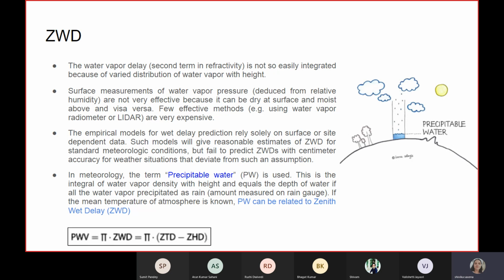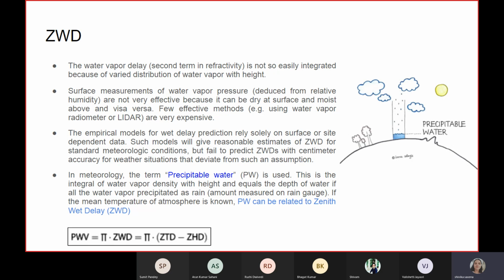Such models will give reasonable estimates of ZWD for standard meteorologic conditions. What are standard conditions? For example, there is no rain event. Normal sunny days happening, and there is not much change in weather. So they may give reasonable estimates of ZWD, but they fail to predict ZWDs with centimeter accuracy for weather situations that deviate from such an assumption. If the weather is changing very fast or in an extreme pattern, then these predictions do not work.